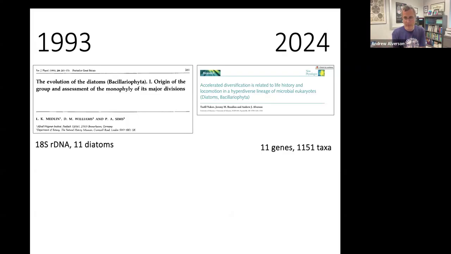Then if you fast forward to 2024, I think the biggest, broadest phylogenetic tree we had for diatoms was published by Teo Nakov back in 2018. And for that paper, he scoured all the sequenced genes available from diatoms. There were 11 genes for about 1,100 taxa. And so that's the progress that we made over 31 years.